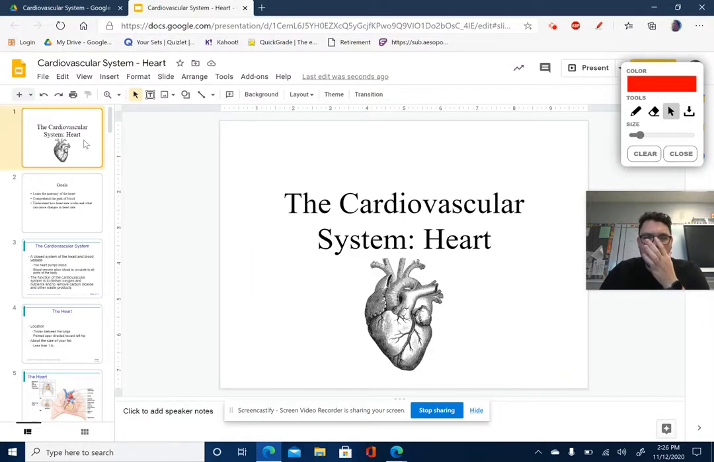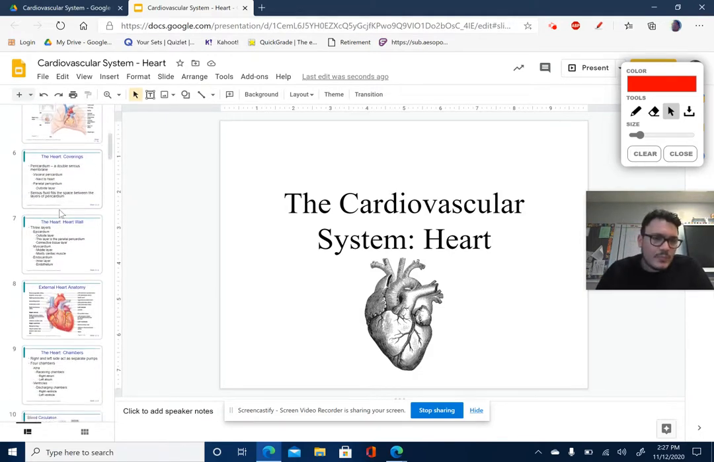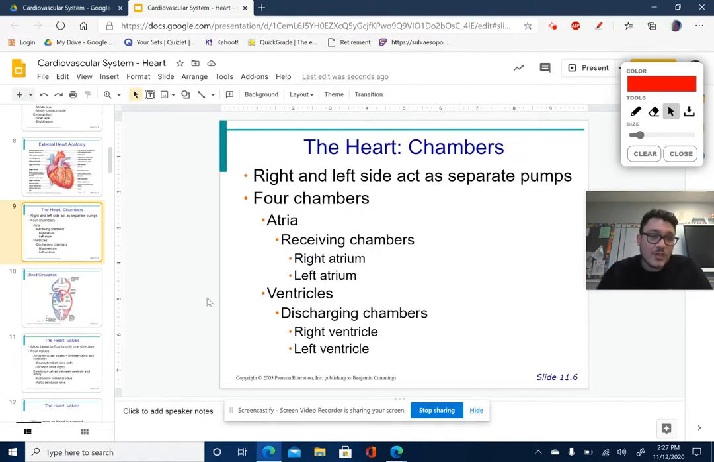We are continuing with our content regarding the cardiovascular system. So let's see where we left off. We were talking about the chambers of the heart. We mentioned how there are four chambers. You have two chambers on the top, which are the atria, and two chambers on the bottom, which are the ventricles. Remember, the atria are the receiving chambers, so they receive blood, whereas the ventricles are the discharging chambers, so they're going to release blood and send blood out to the rest of the body.